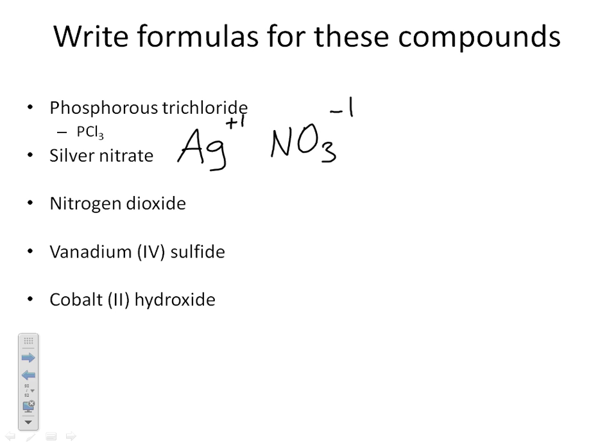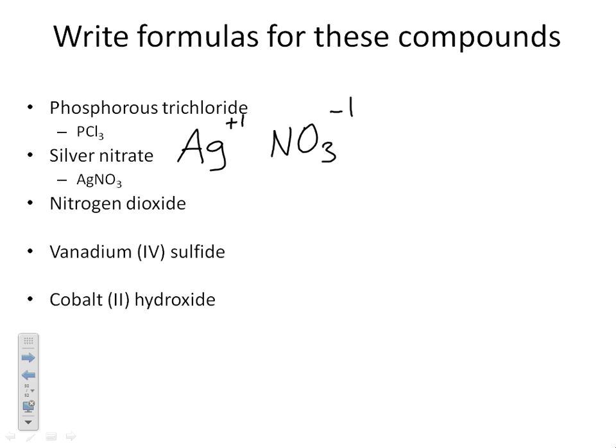You need that information because in order to write the formula for silver nitrate, you need to know the ratio that the silver and nitrate combine in so that their charges cancel. Well, if silver is +1 and NO3 is -1, then in order to have charges equaling 0, we only need one of each. They're in a 1-to-1 ratio, so the formula is just AgNO3.